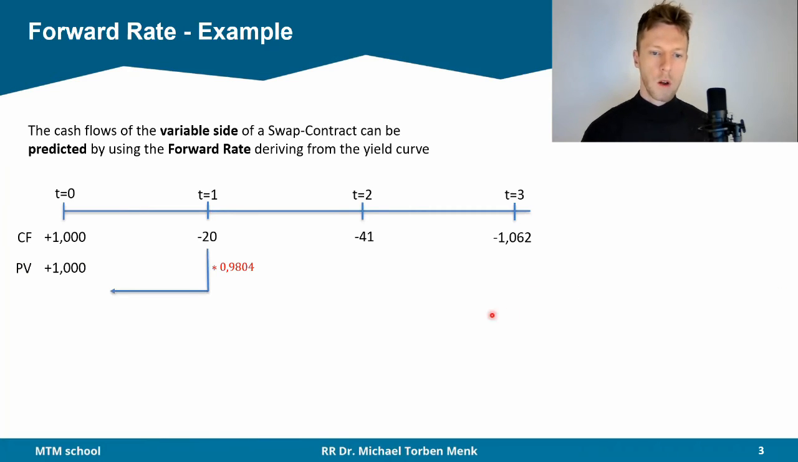For year 1, it will be 0.9804. Sorry, this should be a point. It's overtaken from German, so just ignore it. And minus 20 times 0.9804 is, oh, you don't see it yet.